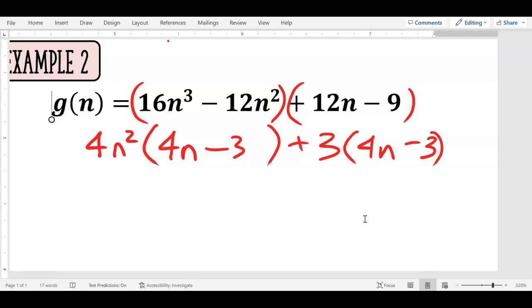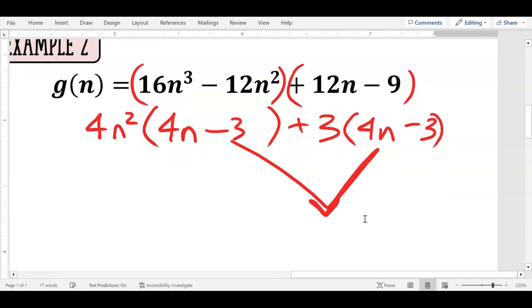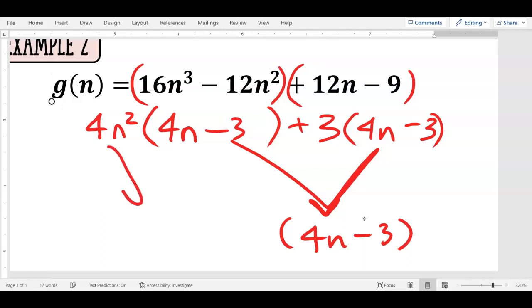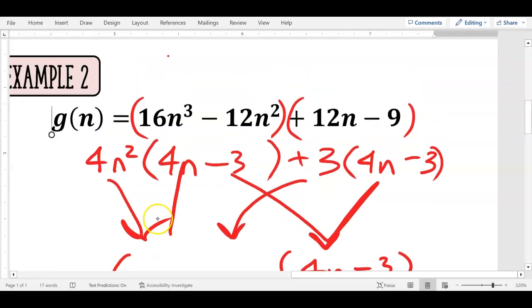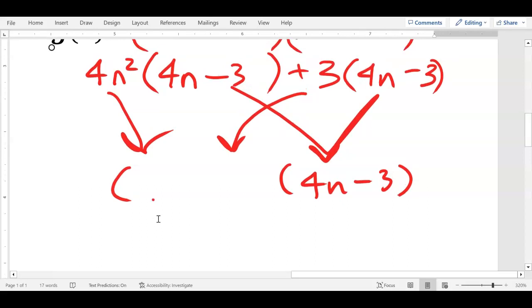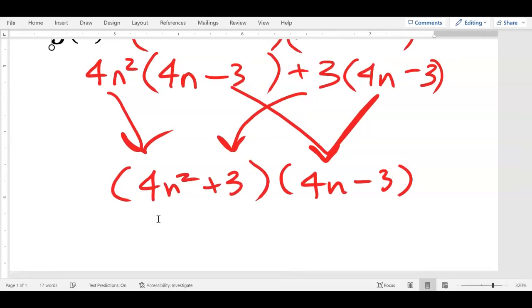Once we're here, we're going to take these parentheses terms and we're going to just rewrite it down here, n minus 3. And then we're going to take these two terms and make a new parentheses. 4n squared plus 3. Do you see where I'm getting these numbers from? This outside one goes here. This outside one goes here. These parentheses match. They go right here.